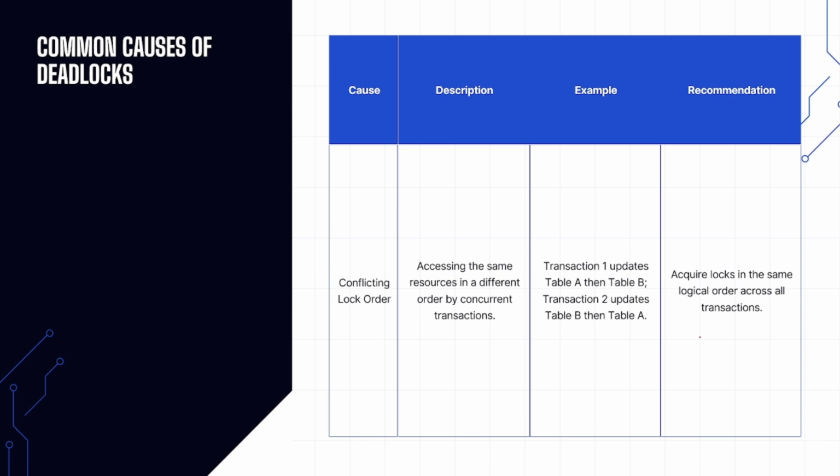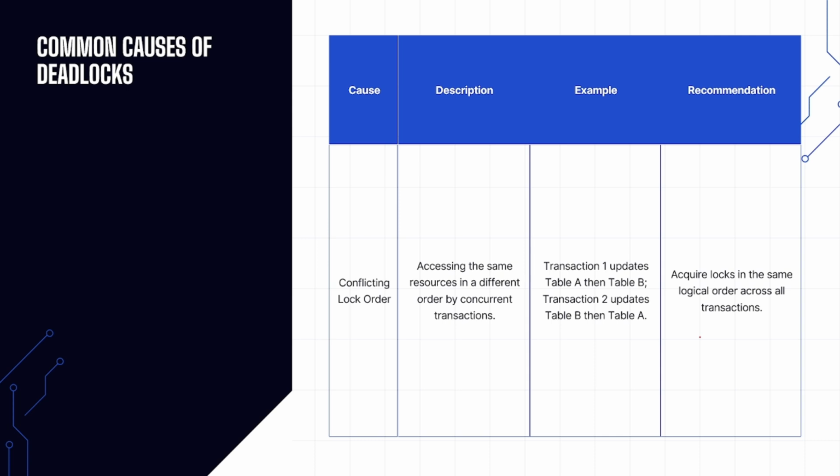This difference in access order can lead to a circular waiting pattern where each transaction holds a lock on a resource that the other transaction needs, and vice versa. For example, consider this scenario: transaction 1 first updates a row in table A and then updates a row in table B. Transaction 2, on the other hand, first updates a row in table B and then attempts to update a row in table A.